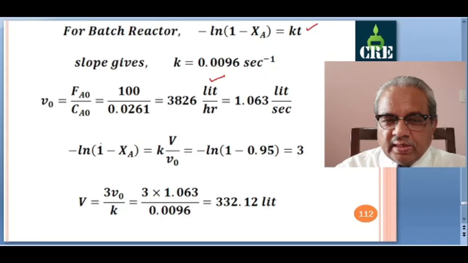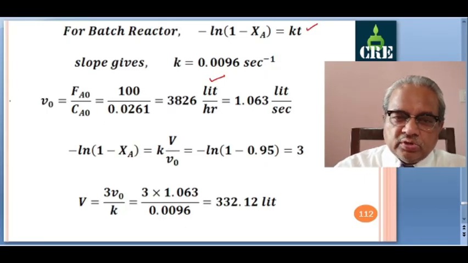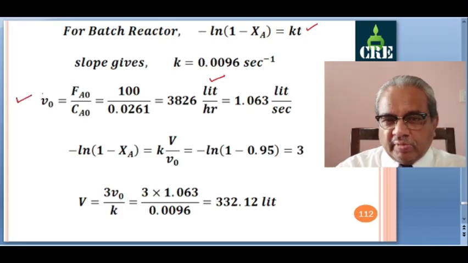Now we have minus ln of 1 minus x is k into t. Now we are using this for plug flow reactor. Batch reactor data, we have determined k, rate constant, same reaction. So rate law will not change, rate constant will not change. Now we are applying it to plug flow reactor because we are supposed to find the volume of plug flow reactor. So t will be replaced by tau, and tau is nothing but V by V0.